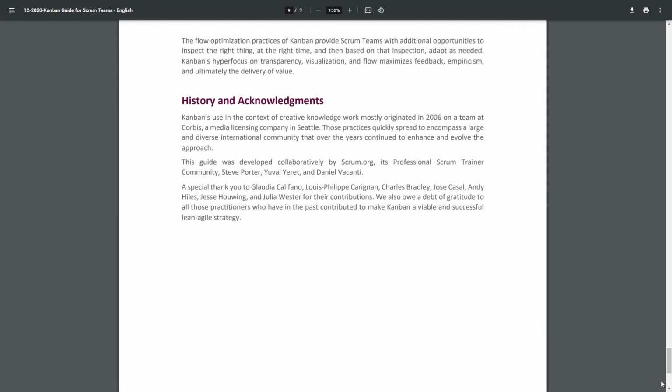Kanban's hyper-focus on transparency, visualization, and flow maximizes feedback, empiricism, and ultimately the delivery of value.